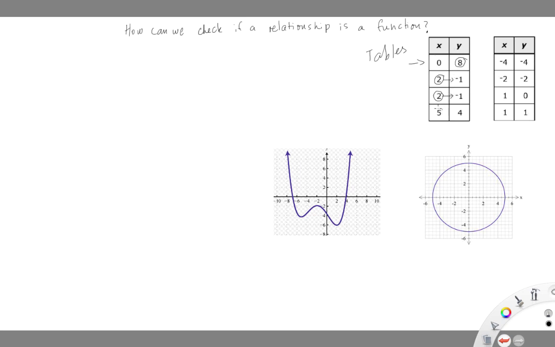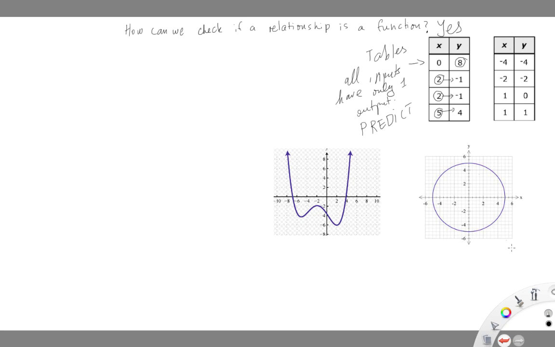Let's look at 5. An input of 5 gives me an output of 4. Can an input of 5 give me a different output not equal to 4? No. Therefore, all these inputs have only one output. So if I choose an input, I can always predict the output. Therefore, yes, this table represents a function.